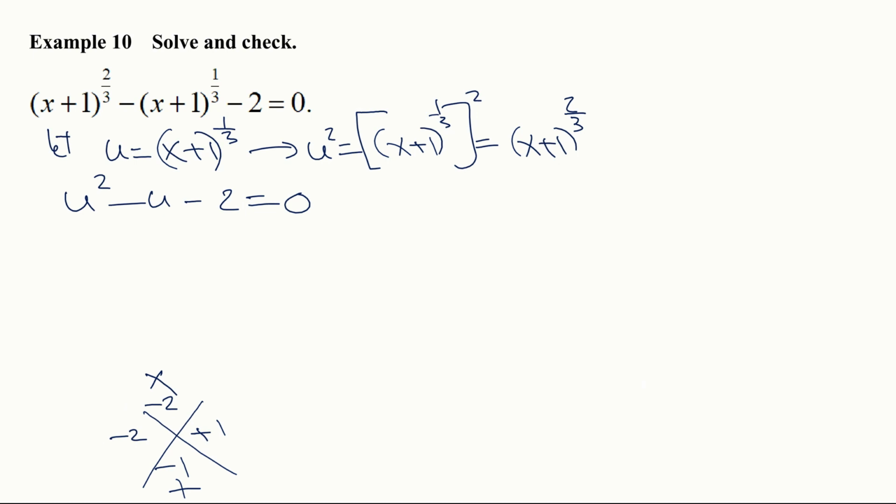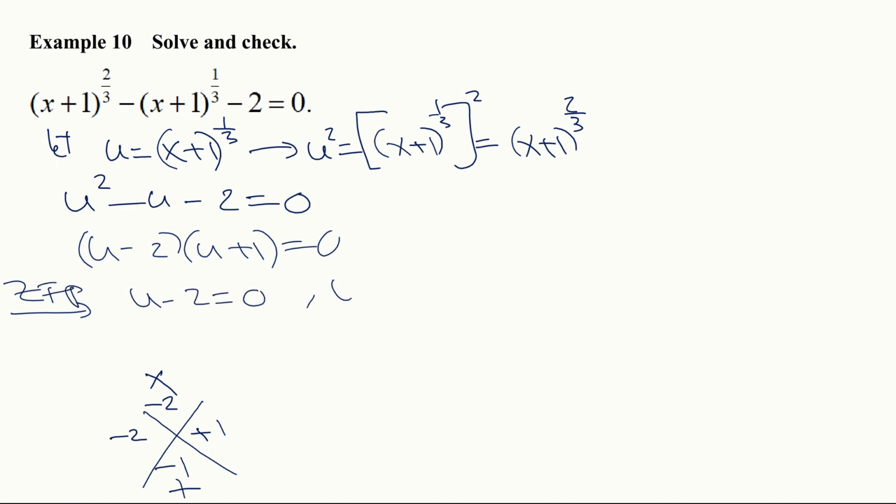So we have quantity u minus 2 times quantity u plus 1 equals 0. Now we apply the 0 factor property. So we get u minus 2 equals 0, or u plus 1 equals 0. So either u equals 2 or u equals -1.